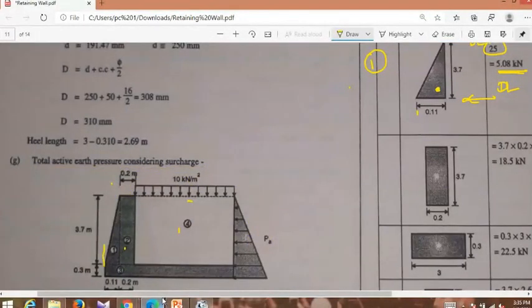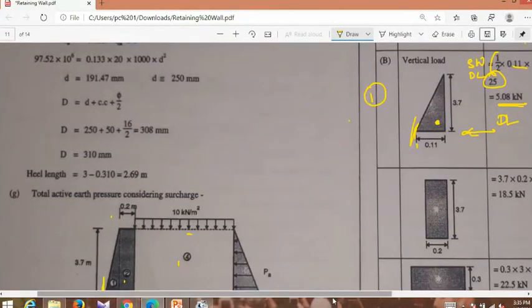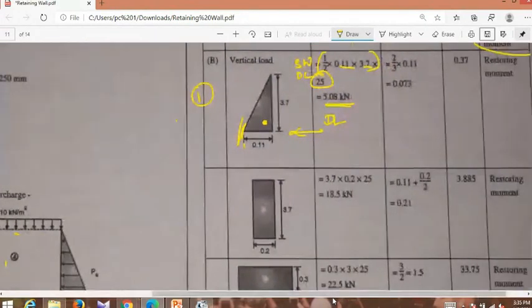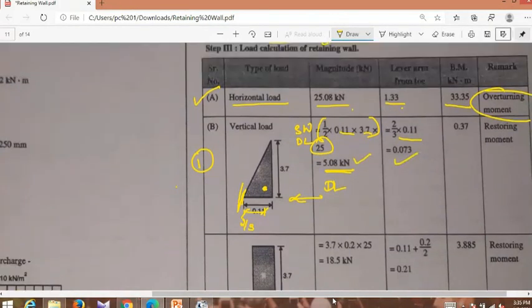So our reference point is here. Therefore, from here I want to determine this, which is 2/3 the distance. So 2/3 the distance. You have got the load, you have got the distance. Therefore, by multiplication, you will get the moment.